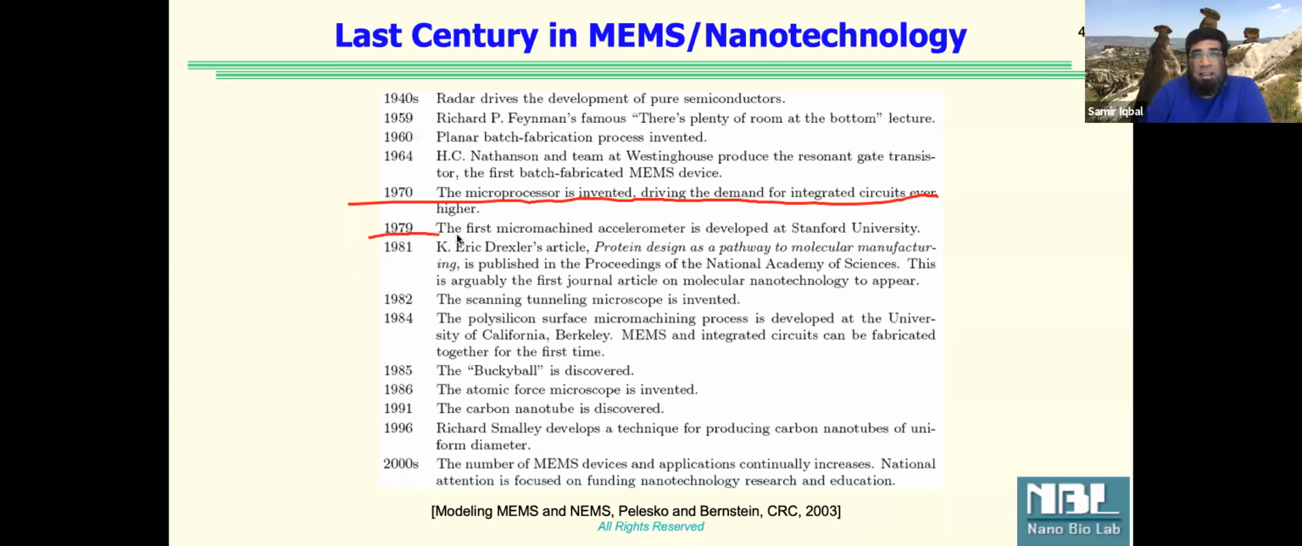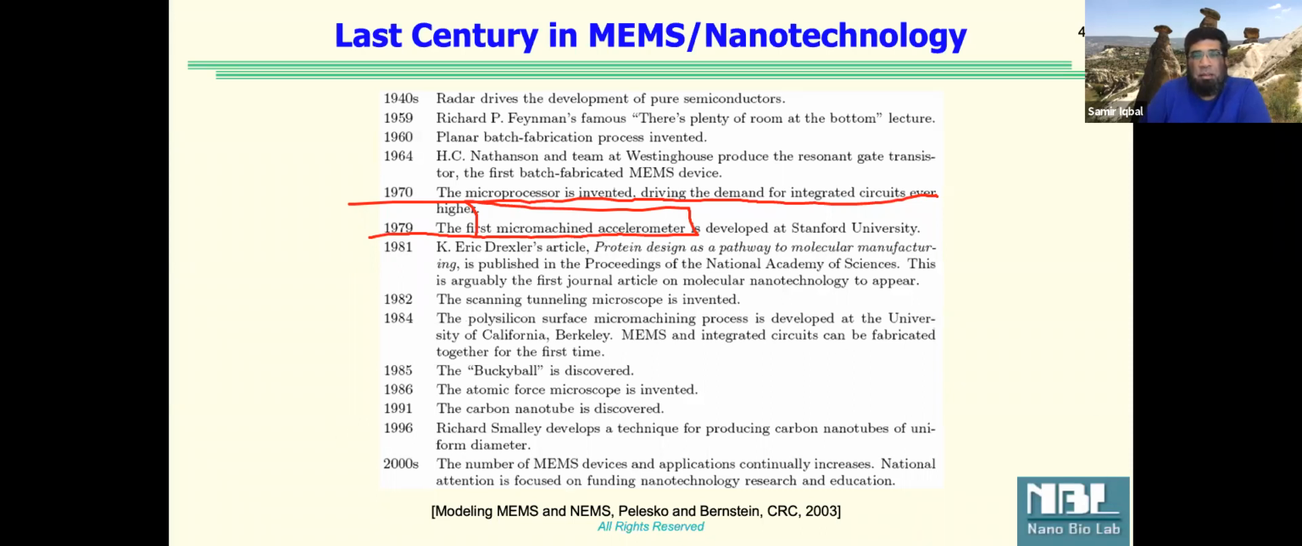In 79, a big breakthrough, the micro machine accelerometer. And today we have accelerometers in everything, in your car, in your phones, in your iPads, in whatever gadget you use. Even your mouse has some motors and some actuators in it.